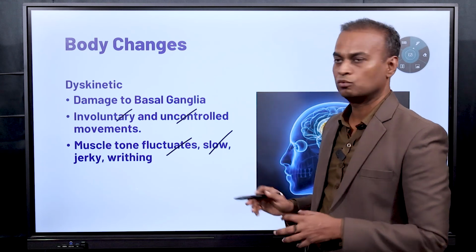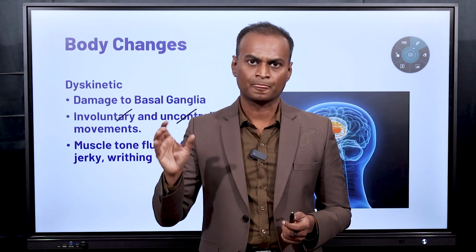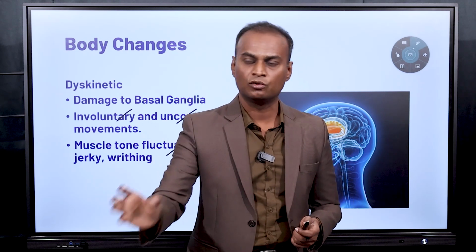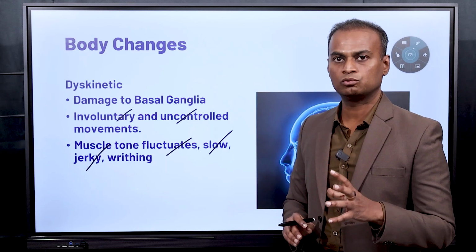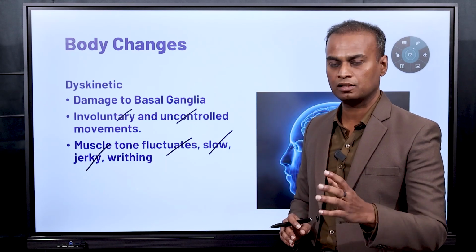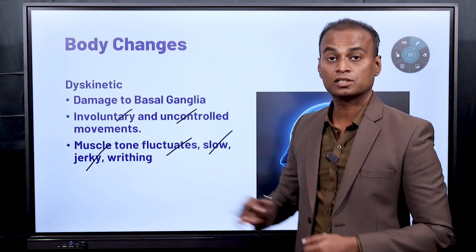The movements can be slow, you cannot be fast. If someone asks you to grab a pen or a glass of water, you cannot do it quickly, you have to do it very slowly. And there can also be jerky movements, so there cannot be smooth movement without jerks. When the basal ganglion is damaged, there will be jerks as well.